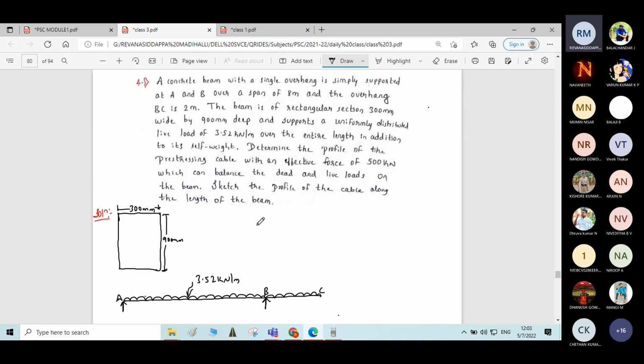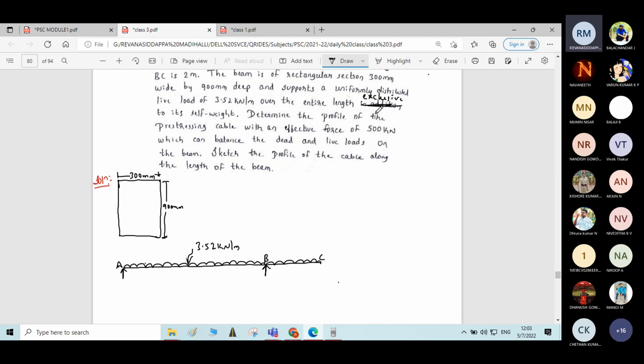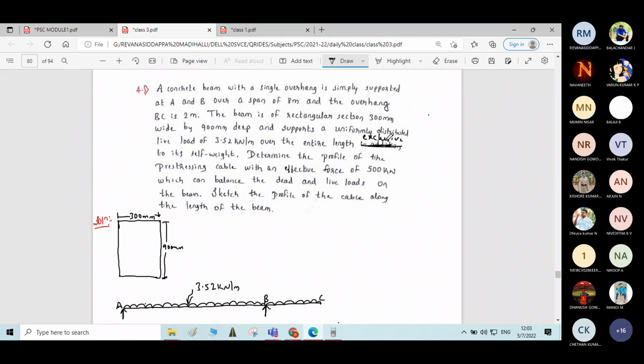Now here you do one thing. In the problem, it says in addition to self-weight. You change it to exclusive of self-weight, because in my calculation I have excluded the self-weight, and to cross-check the answers we'll take the same condition. If it says exclusive of self-weight, then you need to calculate the self-weight and add it to the live load.